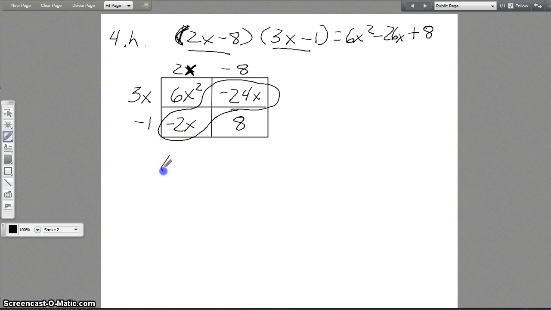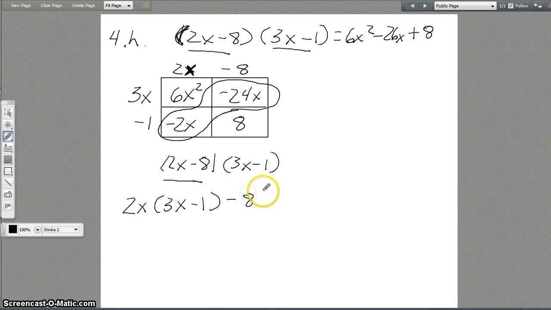Another way to work this out, 2x minus 8 times 3x minus 1, is to distribute this first parentheses across the second one. So I'm going to take this first term, 2x, and multiply it by our second parentheses, 3x minus 1. And then I'm going to take this negative 8, and I'm going to distribute it across the second parentheses also. So now 2x times 3x is 6x squared. 2x times negative 1 is negative 2x. Negative 8 times 3x is negative 24x. Negative 8 times negative 1 is positive 8.